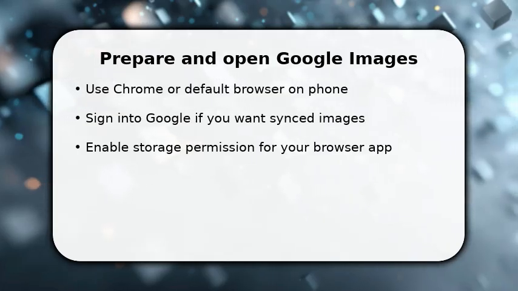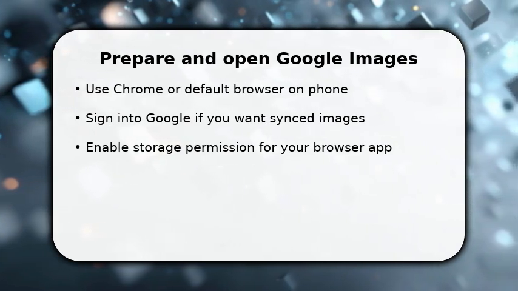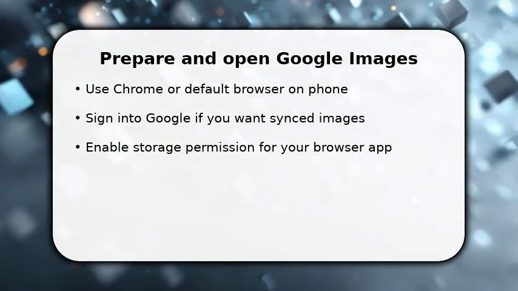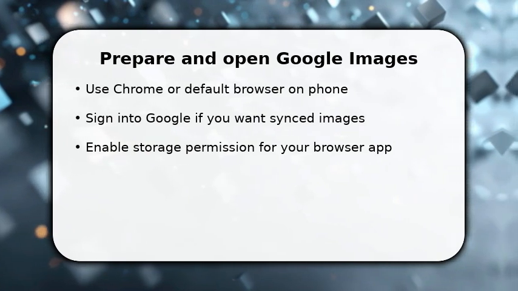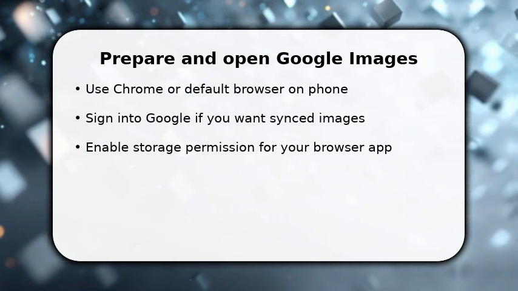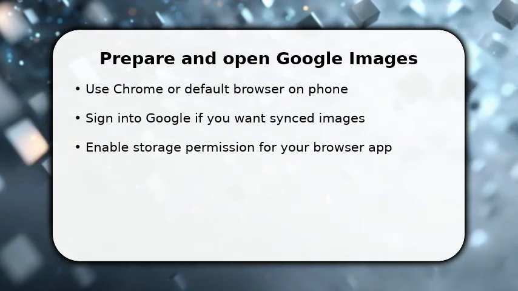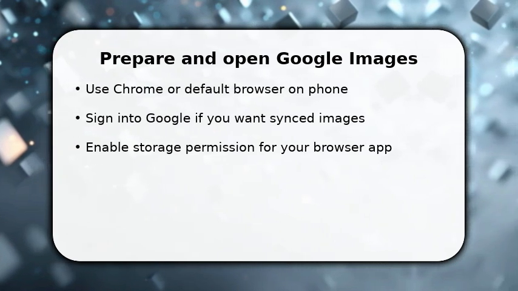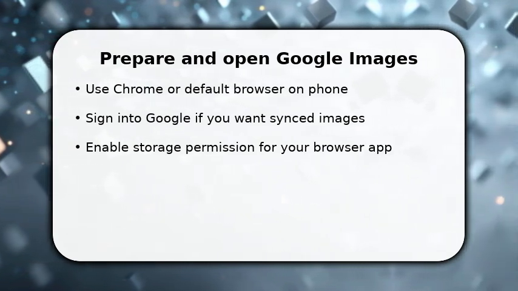You're starting by opening Google Images, Google.com or the Google app, and you want to save an image fast. Tap the search bar and find the picture you need. Once results load, make sure your browser has storage permission so downloads go into Gallery. If you're signed into Google, saved items can sync across devices, which helps later.